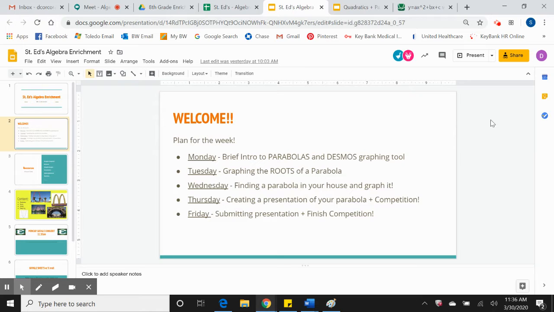Just a quick introduction as to what you guys will be doing each day, and you can either complete some things after we're done, or you can work on it as we go through. I'm going to show you a couple different tools, especially the Desmos graphing tool today. If you haven't learned about quadratics or parabolas yet, we're going to go through a brief introduction to it today as well.